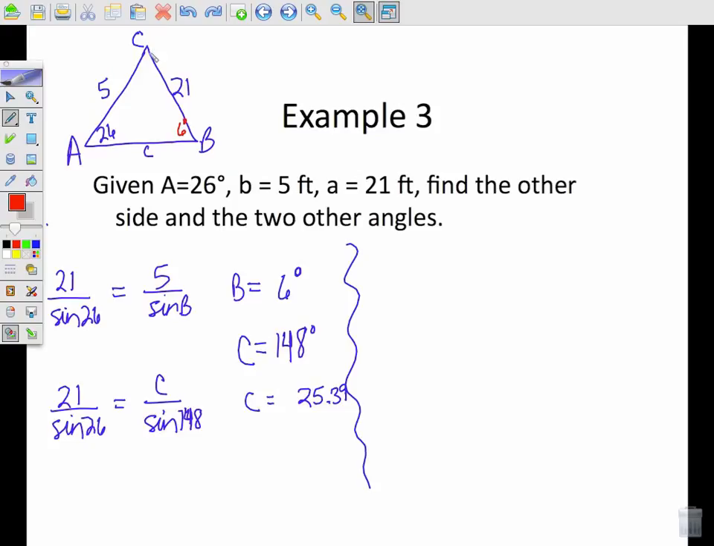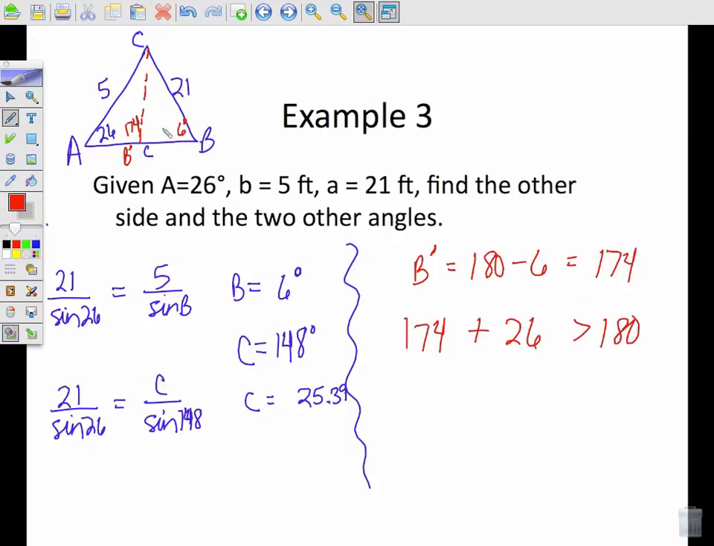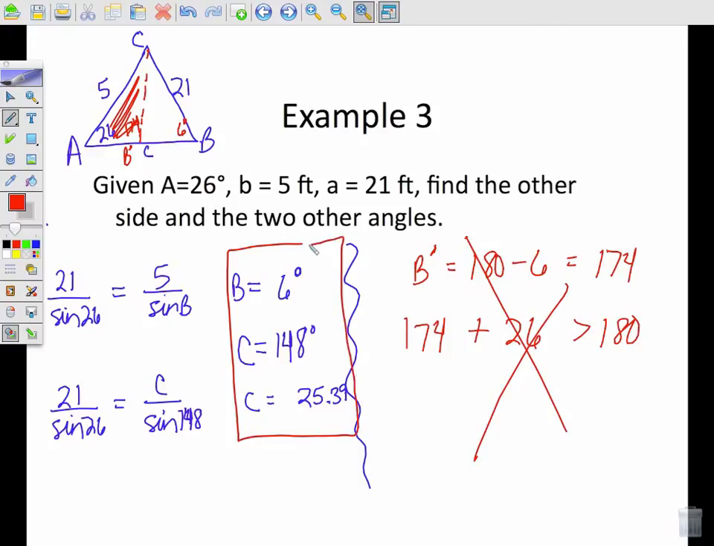Okay, if there does exist a second triangle, it would be located right in here. And the angle, angle B prime, would be equal to 180 minus 6. Well, that's 174. So let's just suppose that was 174. The problem with that is 174 plus 26, the original angle, is greater than 180. So this triangle, this right here, does not exist, that part of the triangle. So there's not a second triangle. The only thing that we have is one triangle, and those are the measures.